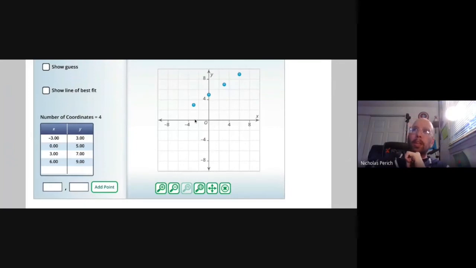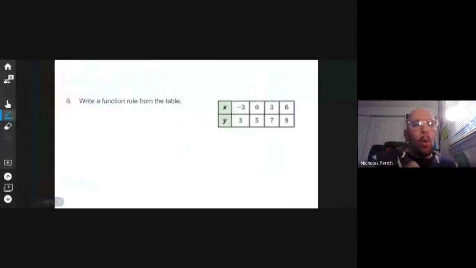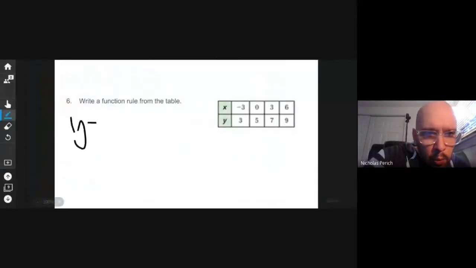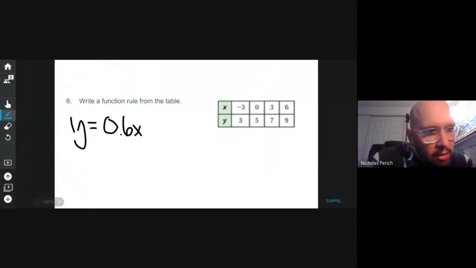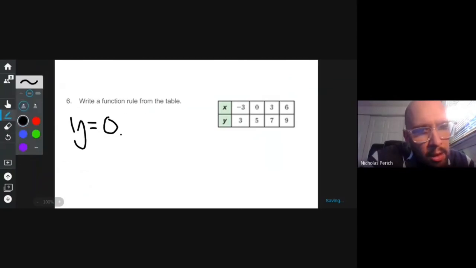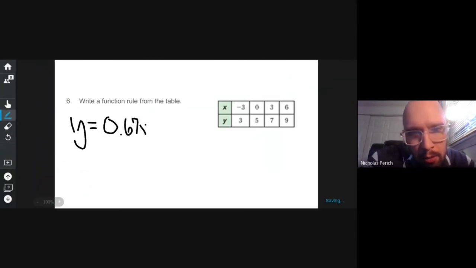So I type those in. I hit show the line of best fit. And what Jory said is good. I have Y equals 0.67x plus 5. So let's go back here. Y equals 0.67x plus 5. Oh, no, that's not a fraction.